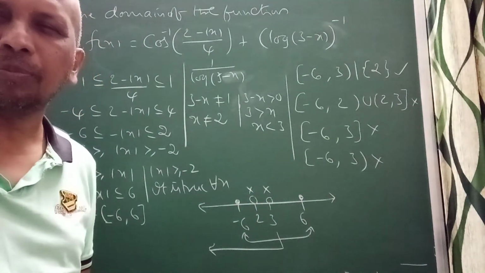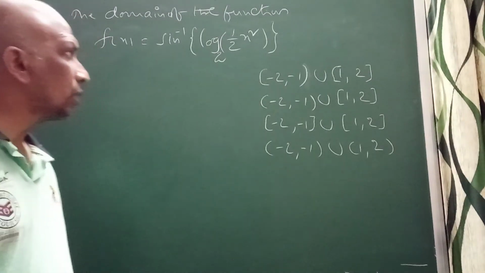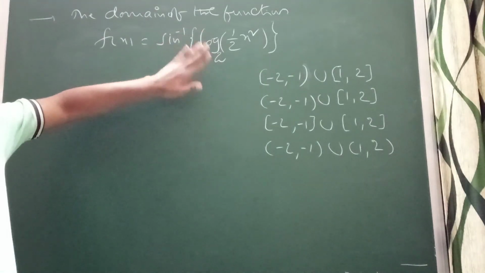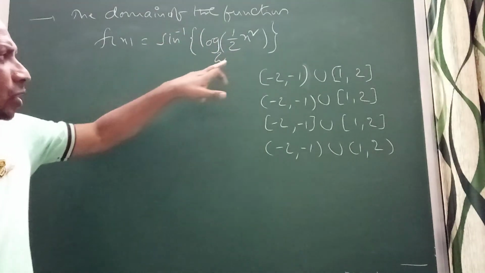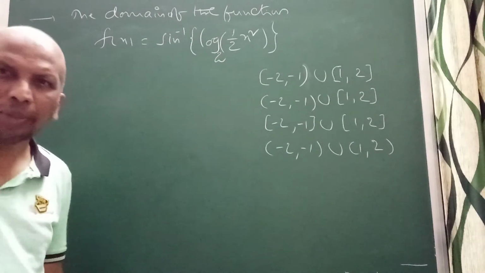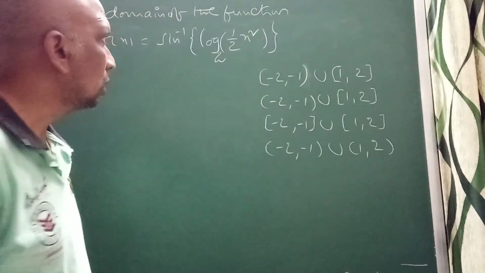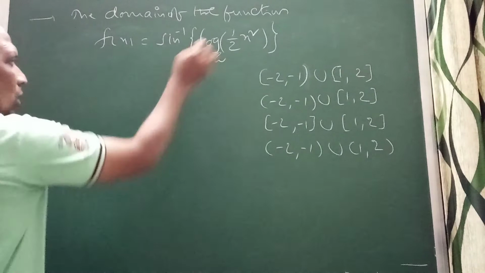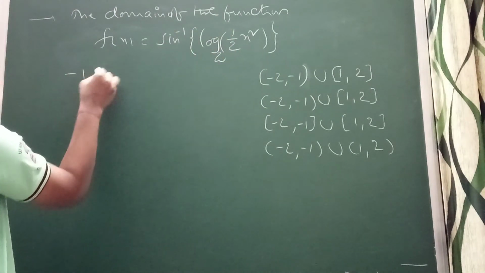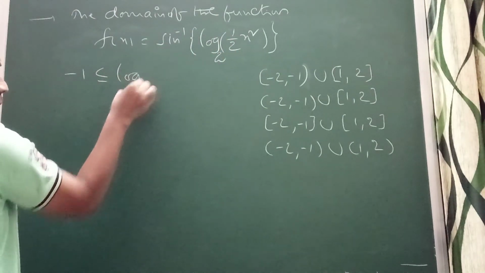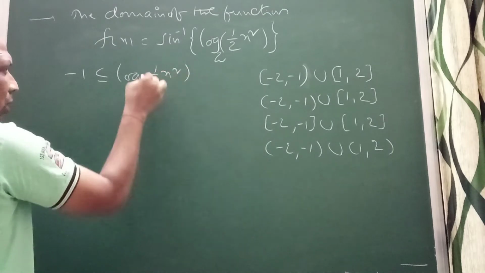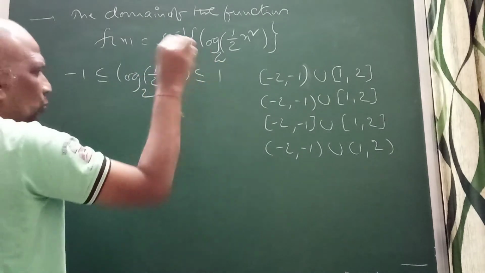Now the next one. Now in this problem, sin inverse of log of 1 by 2 x square base 2, domain. Now you can see the same thing again, sin inverse of this value lies between minus 1 less than or equal to log of 1 by 2 x square base 2 less than or equal to 1.